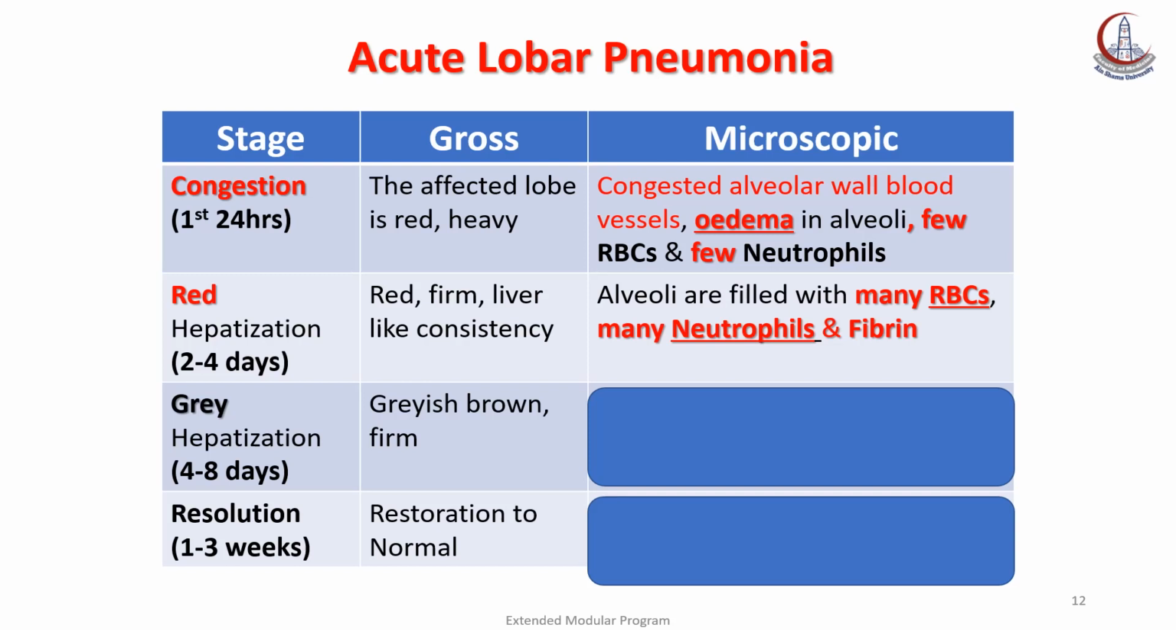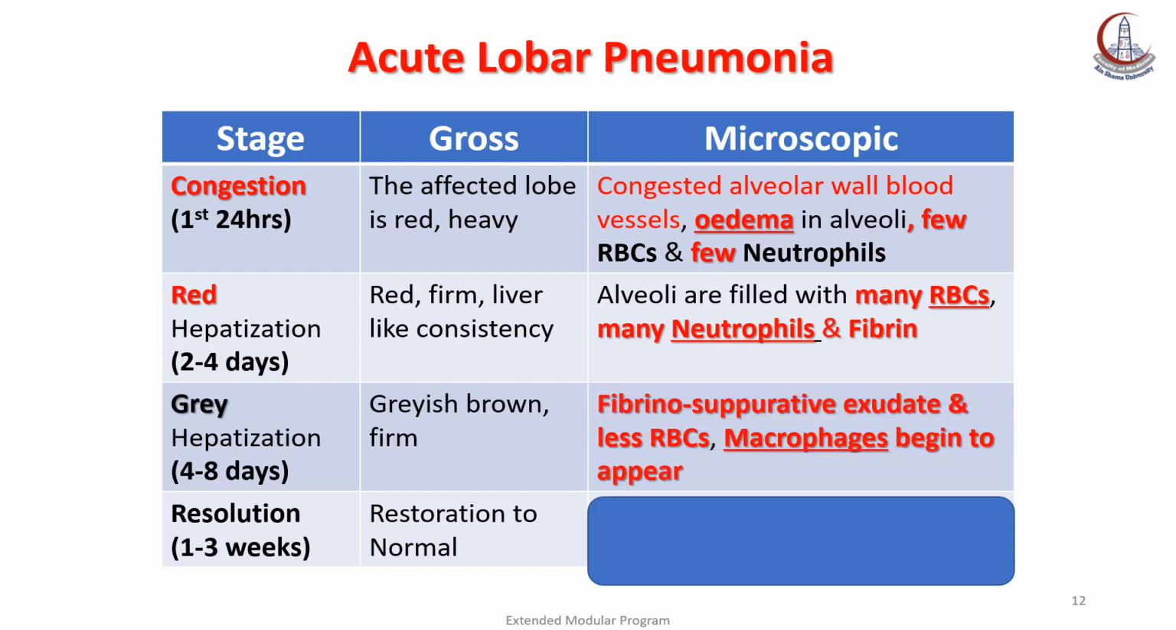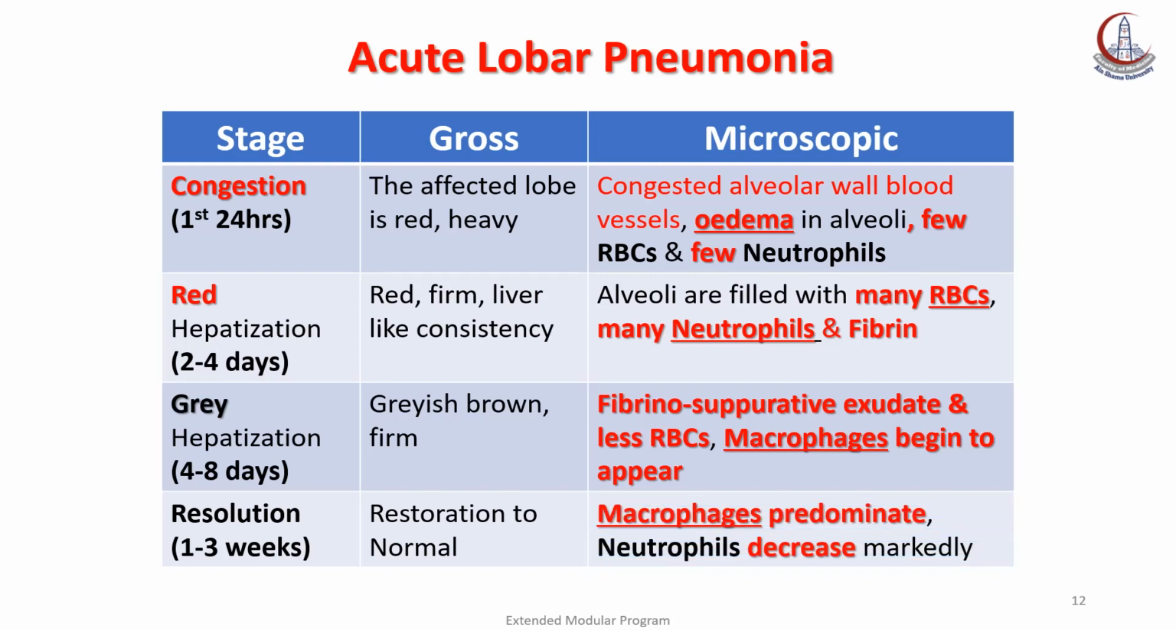In the third stage, gray hepatization occurs in 4 to 8 days. The lung becomes grayish-brown in color, not reddish anymore, with a firm liver-like consistency also. There is fibrino-suppurative exudate, fewer red cells, and macrophages begin to appear. Resolution occurs in the first week to the third week, back to the normal lung. There is absorption of the whole inflammatory exudate, macrophages predominate, and neutrophils decrease markedly.